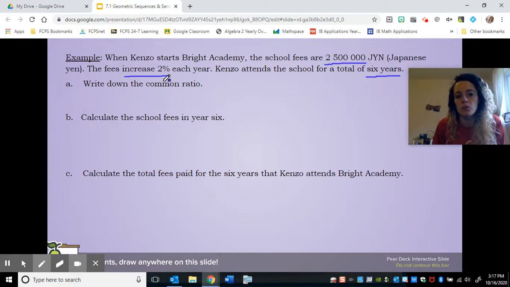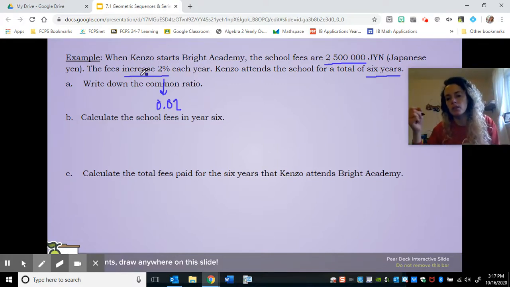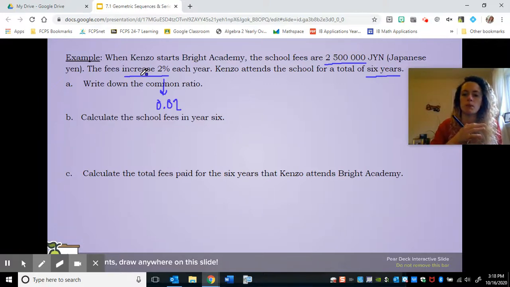So first of all, think about anytime you sub a percent into a formula, you usually change it to a decimal first. 2% as a decimal is 0.02. Anytime you're talking about increasing by a certain amount or decreasing by a certain amount, when that amount is a percentage, you do have to do something to it before you sub it into your formula.